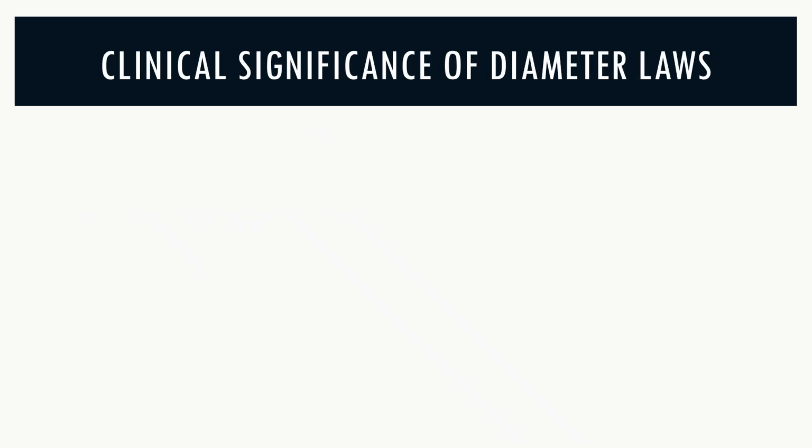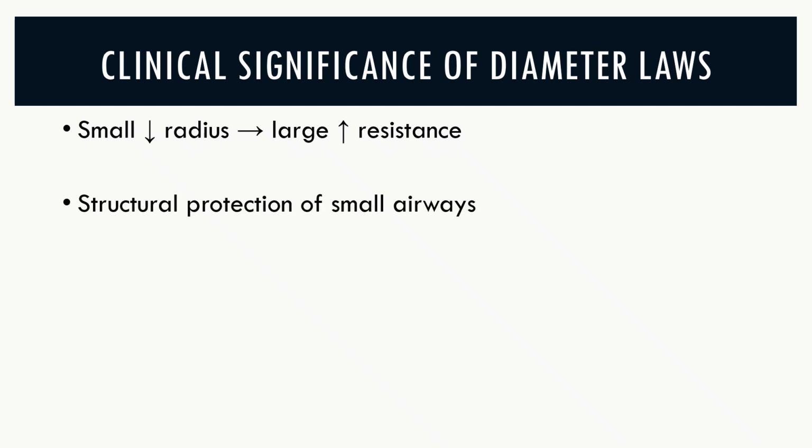Clinical significance of diameter loss. The clinical significance of this diameter loss lies in the strong dependence of airflow resistance on airway radius. Small reduction in airway diameter can cause large increase in resistance. The relatively wider small airways provide a safety margin, explaining why disease affecting small airways can produce disproportionate airflow limitation.